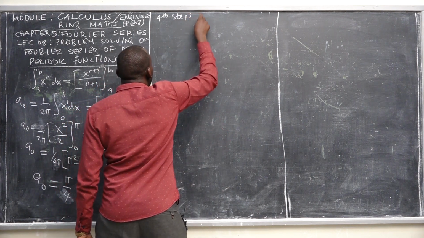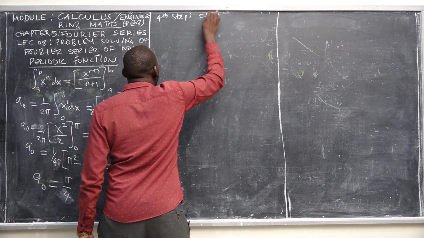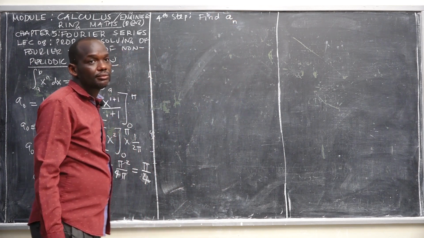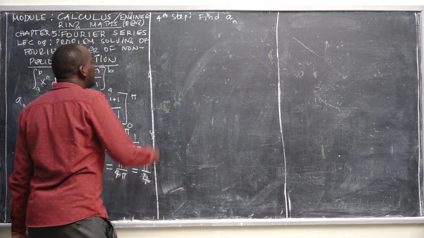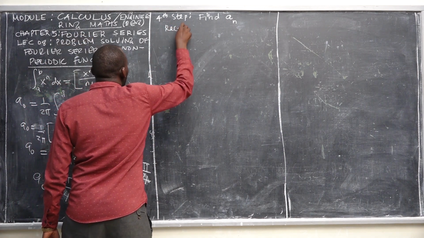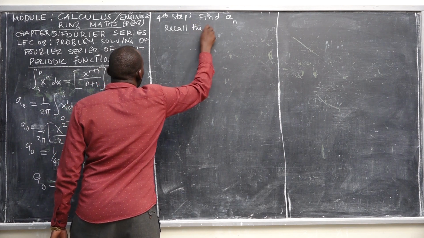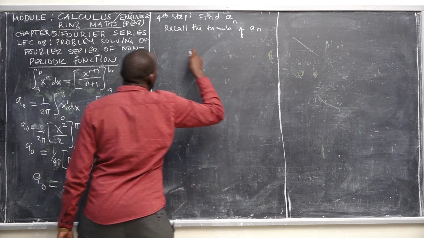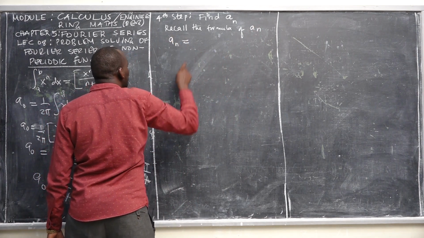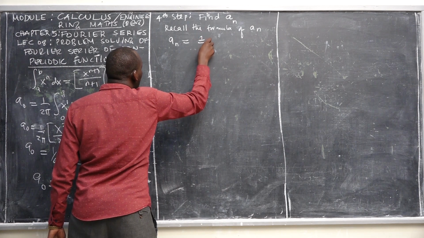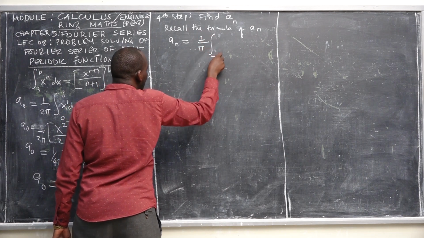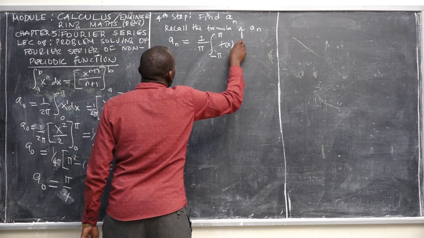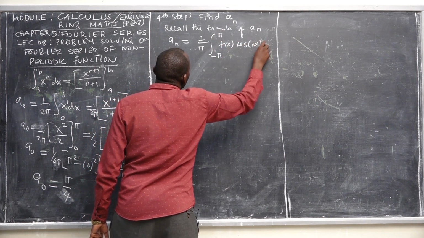So the first step, let us find straightforward the second Fourier coefficient, which is an. To find it, we have to recall the formula of an. So here we have an is equal to 1 over pi, integral from negative pi to pi, then we have f of x, then we have cosine of nx dx.